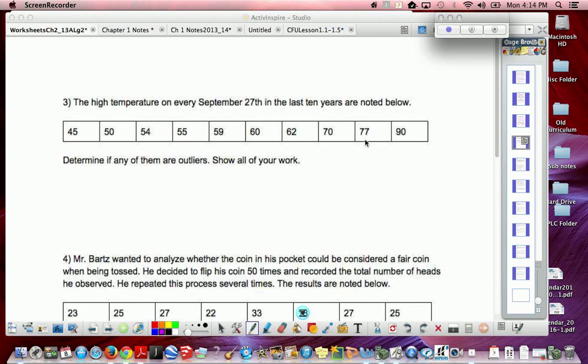Take a look at the back side here. Number 3 says the high temperatures on every September 27th in the last 10 years have been noted below. Determine if there are any outliers and show all of your work.